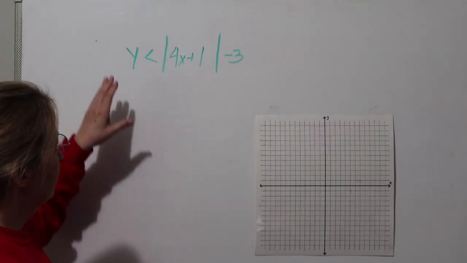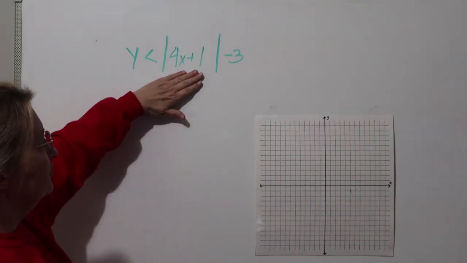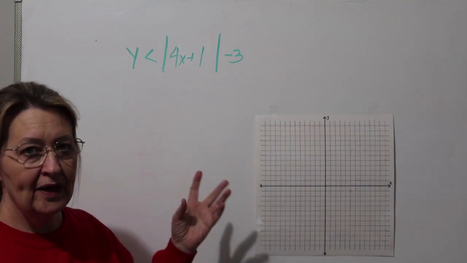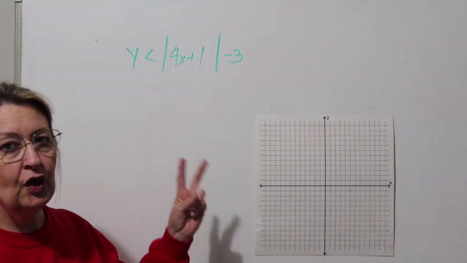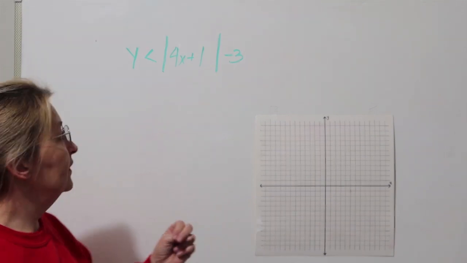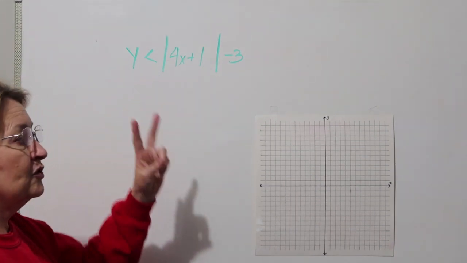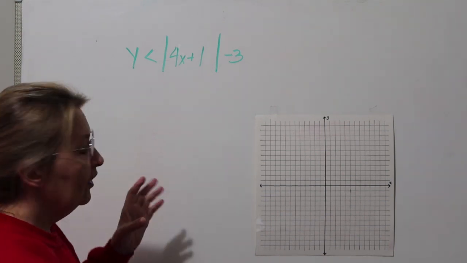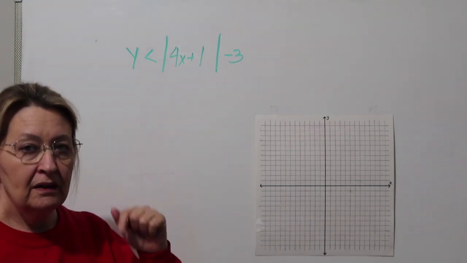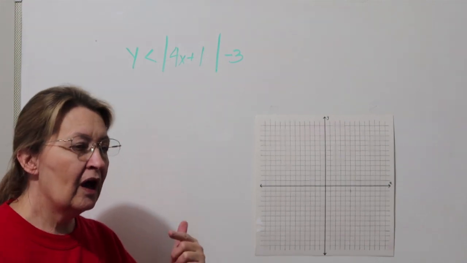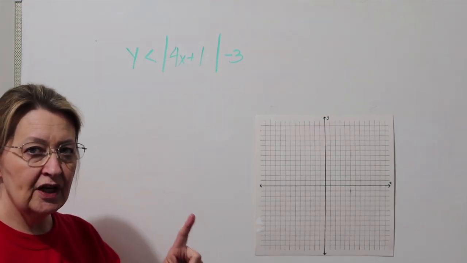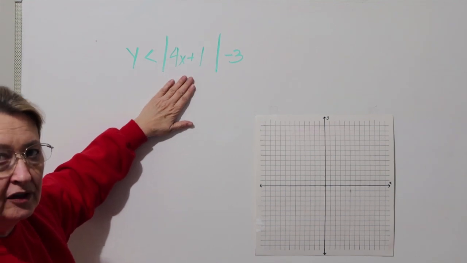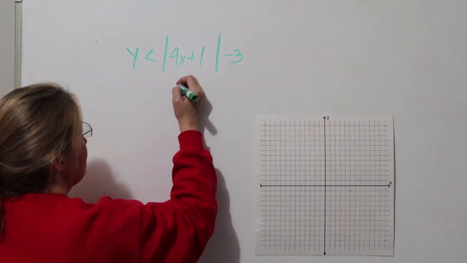Okay, here's another one. y is less than absolute value of 4x plus 1 minus 3. So yes, we analyze, we see the absolute value, we know we're looking at a V. It is positive, so we also know the V is going to open up. And we know the most important point we need is that vertex. So we recall, to find a vertex, step 1 is to take whatever is inside the absolute value and set that equal to 0 and solve.